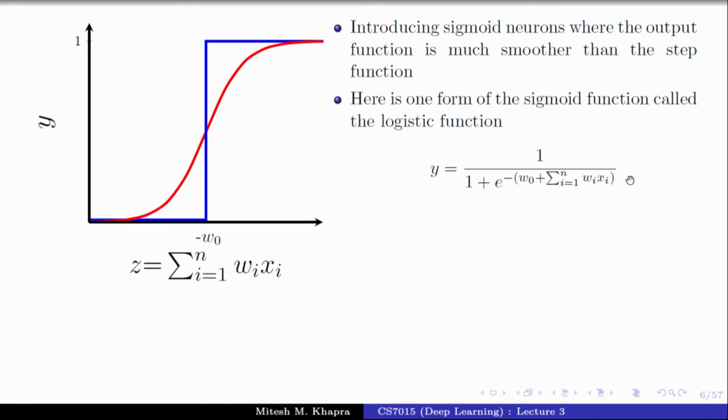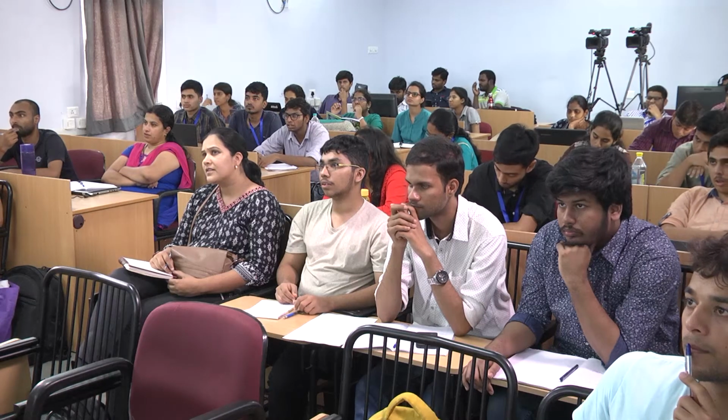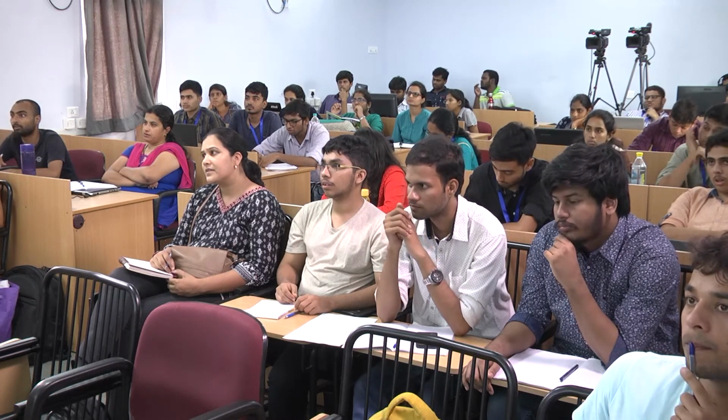Now, what happens if this sum that you see in the bracket takes on a very high value? What is the range of the logistic function? What values can it output? Between 0 and 1. When does it output 0? When would it output 0?